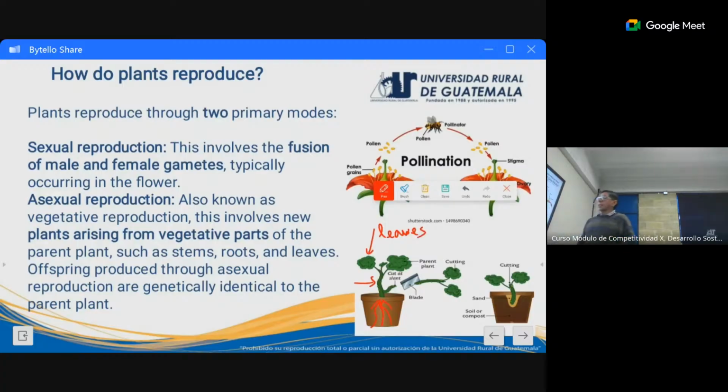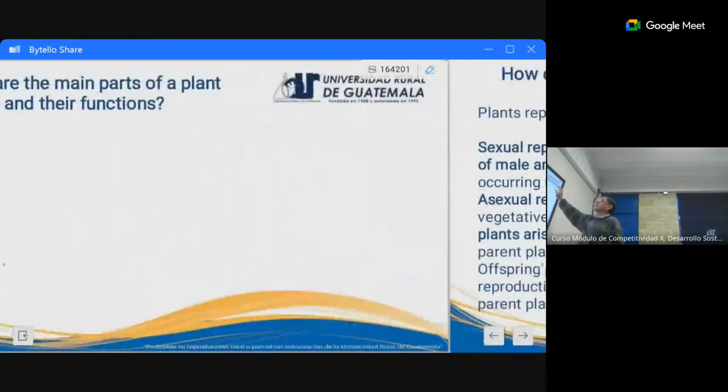Okay. Offspring produced through asexual reproduction are genetically identical to the parent plant. And I said that this is called a clone. Now let's go ahead.